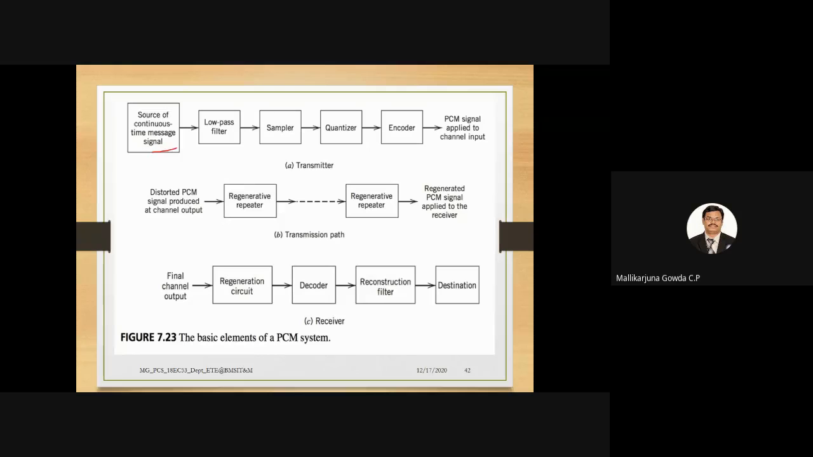So this is my analog input signal. Then I pass that signal through a low pass filter. Then I do sampling, quantizing, then encoding. Then I get the digital data, that is PCM. So this is just regenerative repeaters. We'll see what is inside the regenerative repeater in upcoming classes. Then I said about the receiver: decoder, reconstruction filter, as well as the destination. So this is a complete PCM system.